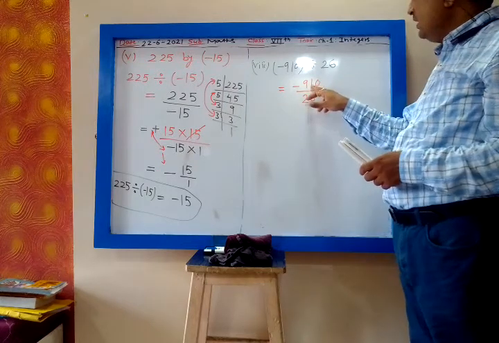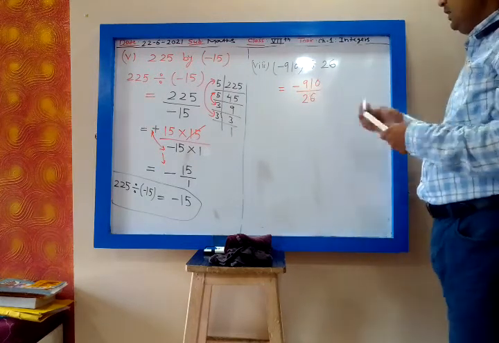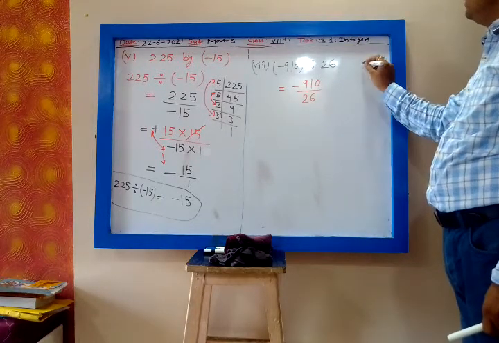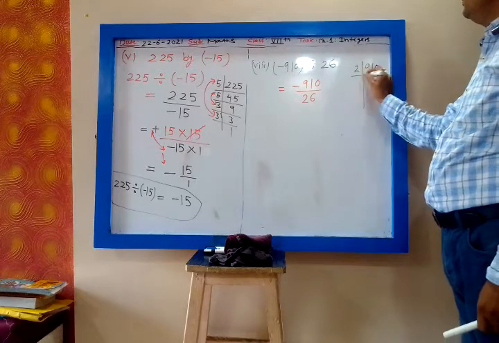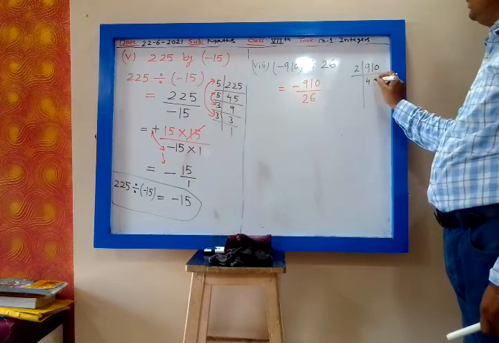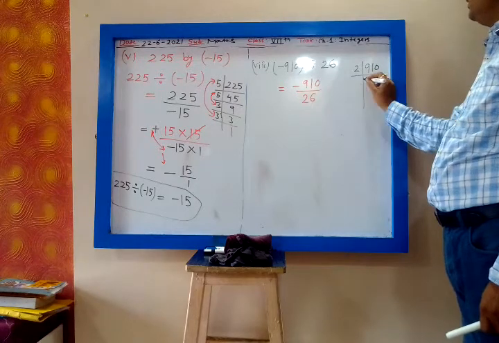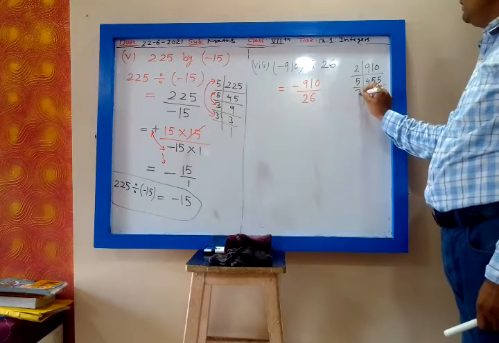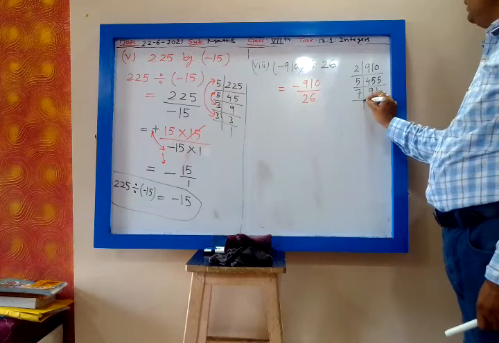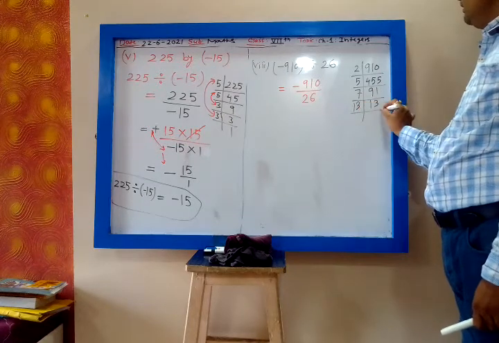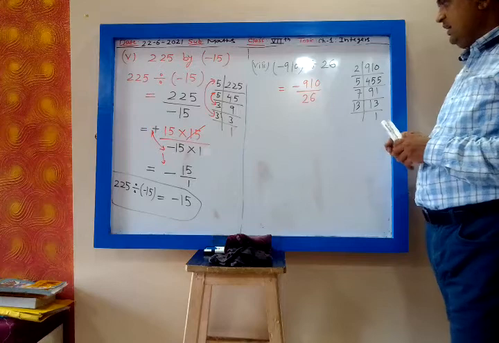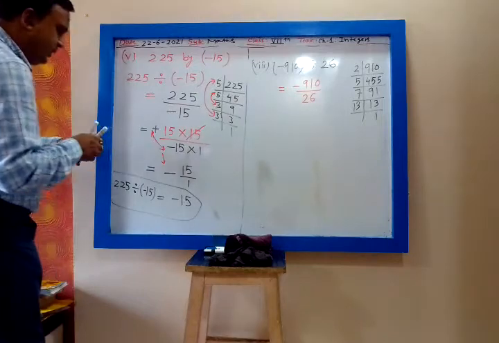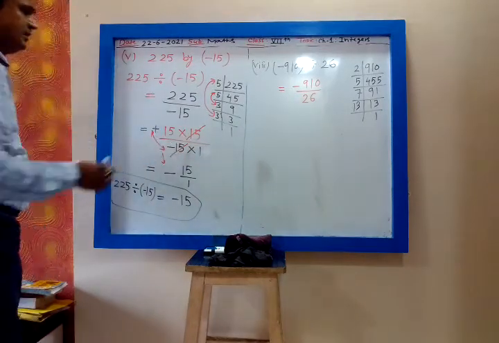Now 910 you have to factorize. If you don't know the table, then you factorize 910. You can write 2, 4s are 8, 2 5s are 10, 2 5s are 10. Then 5 9s are 45, then 7 13s, then 13 1s are 13. Yes, both 13s I will cancel, canceling the 13 of the numerator with the denominator.